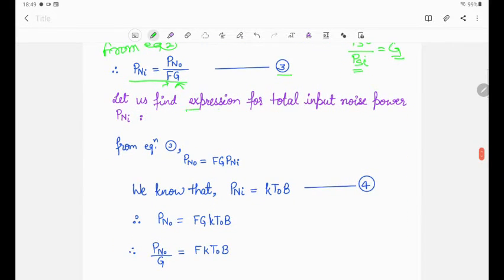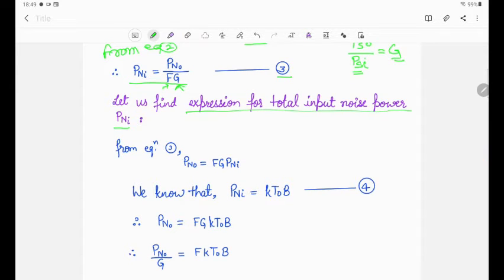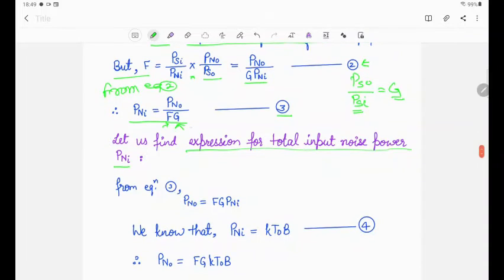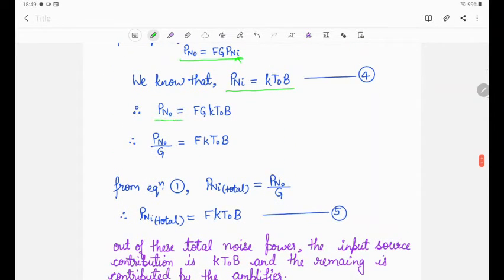Now let us find the expression for the total input noise power. From equation 3 we can write PNO is equal to FG PNI, and PNI is the thermal noise power, which is already defined: PNI is equal to KT naught B. So we can replace it here and write PNO is equal to FG KT naught B.